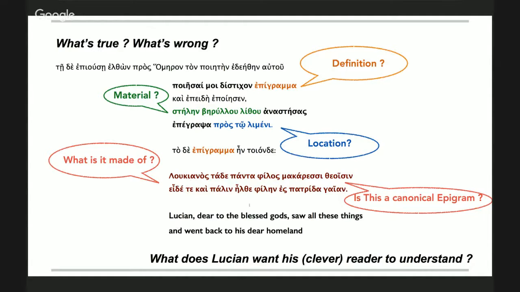Is this Lucian, dear to the blessed gods, the two lines, a canonical epigram? The stele of beryl too. What is this material? I put it in green. You will understand why in a few minutes. And pros to Limeni, is it a canonical location for such a text? And how is it written? We have to remember that it's Homer who wrote this short couplet. So how is it made and what is it made of? And at the end, the general question is, with all these suggested questions, what does Lucian want his clever reader to understand when he writes these few lines?